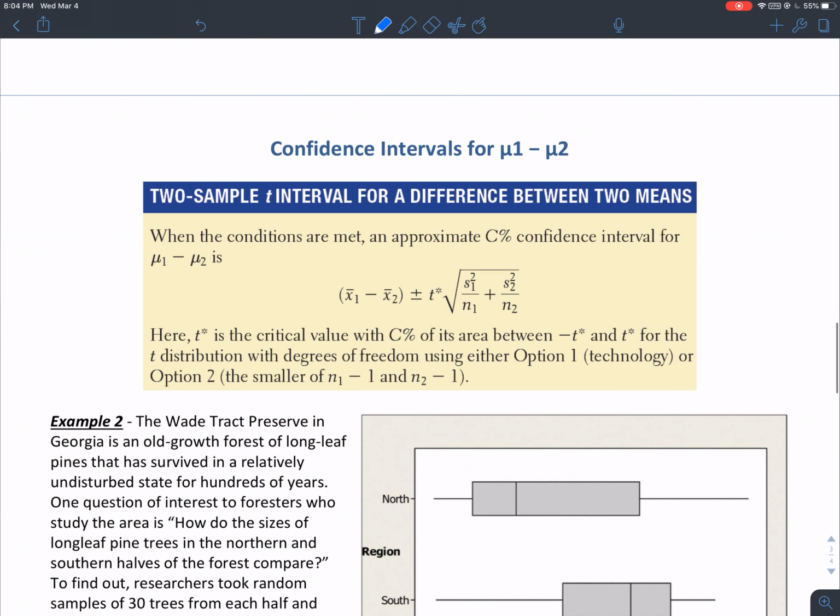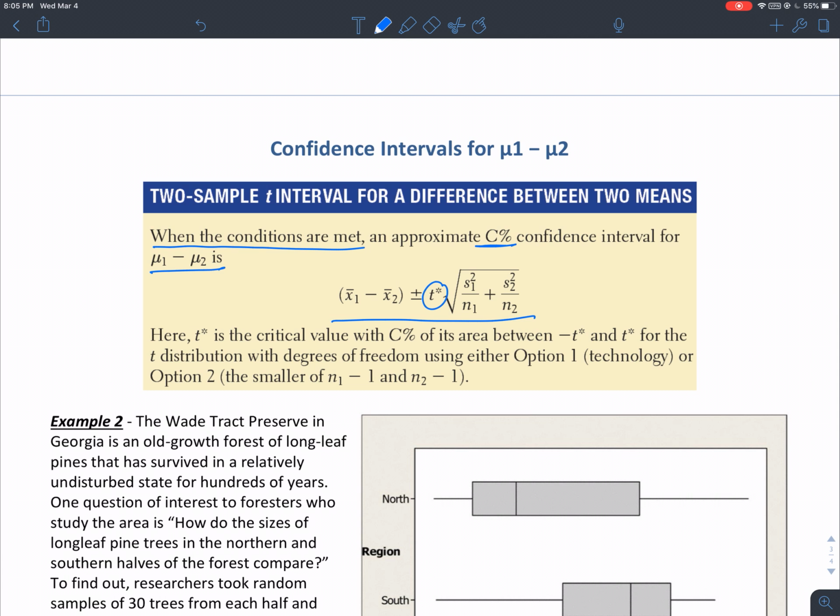Those are the conditions. And when the conditions are met, a C% confidence interval, most of the time 95%, for mu1 minus mu2, the difference in means in the population, is this. Standard t procedure: I'm just subtracting the two means, adding their variances and taking the square root to find the standard deviation of the difference. And there's my t star value. You can find that using inverse t again. And that's all you need to know.